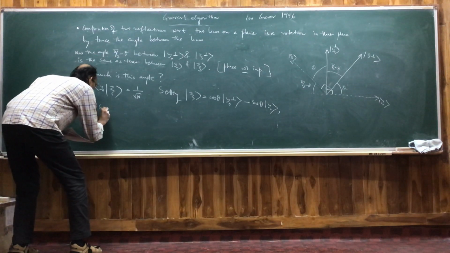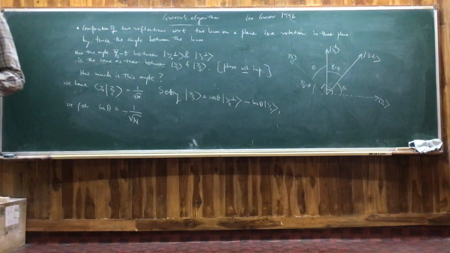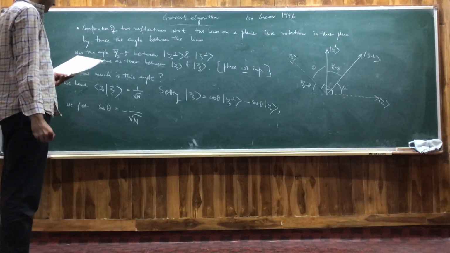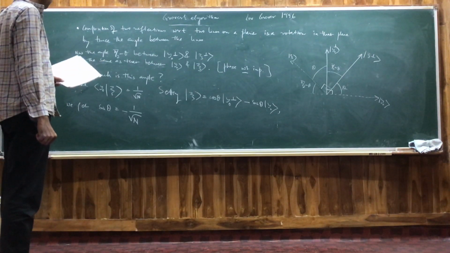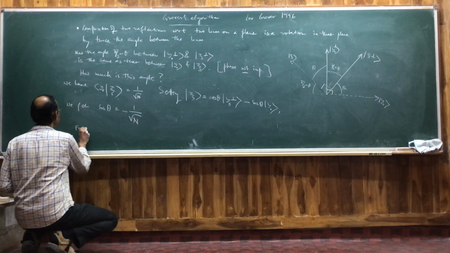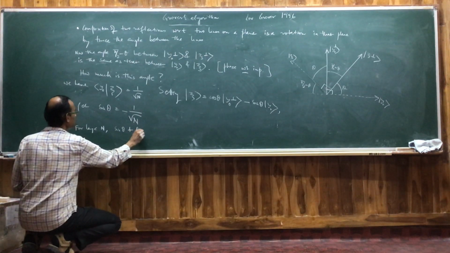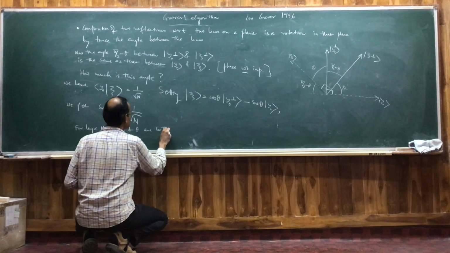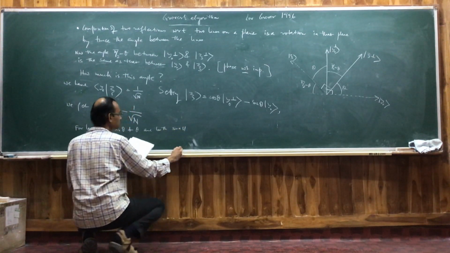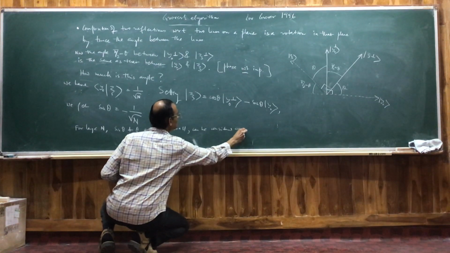We get, for large n, sin theta and theta are both small, and can be considered equal.